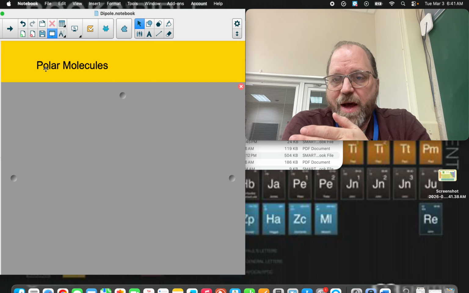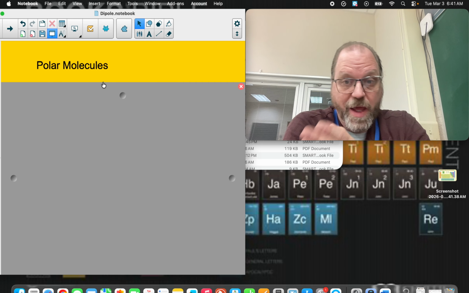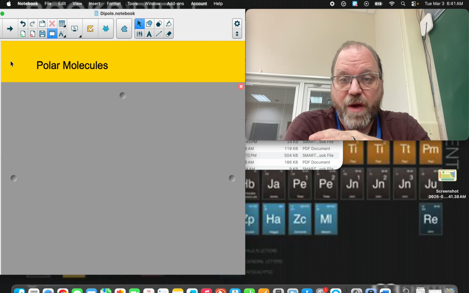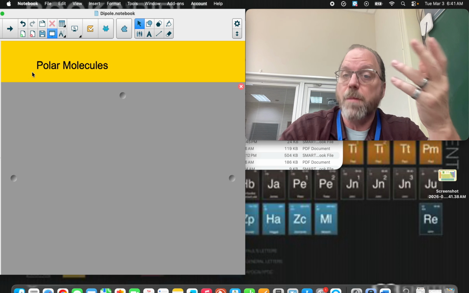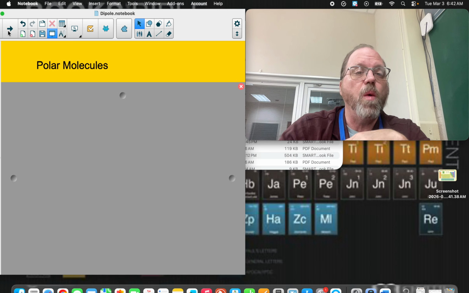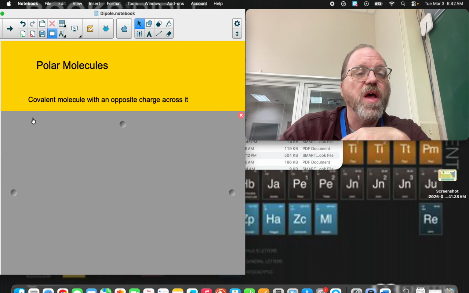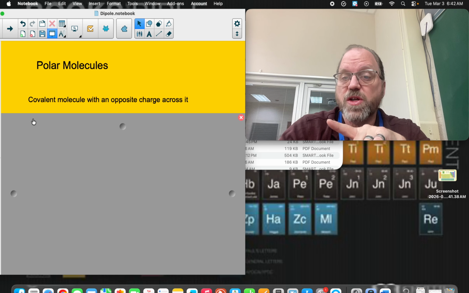We've been looking at bonding: ionic and covalent. When we talk about covalent, we talked about polar molecules, the polarity of polar molecules. These are covalent molecules with an opposite charge across them.